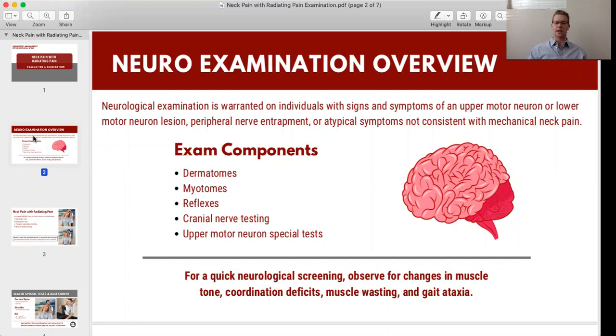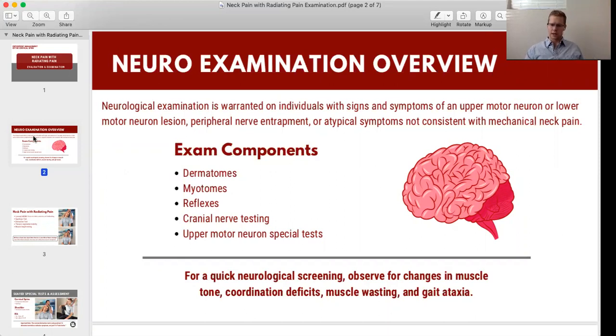So that could be anything from your upper motor neuron special tests, like a Babinski test. It can be a Hoffman's. It can be an inverted supinator sign. That sort of testing is going to help either rule in or rule out upper motor versus lower motor neuron problems.